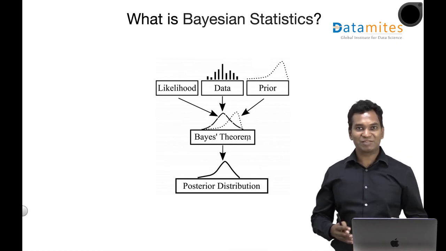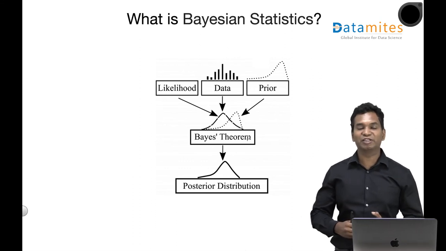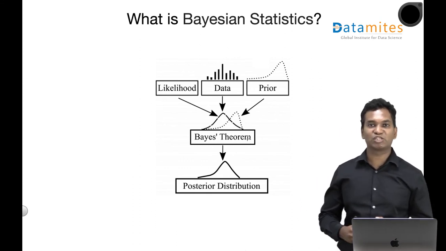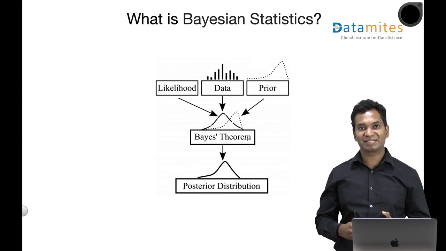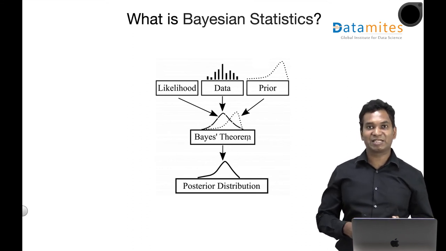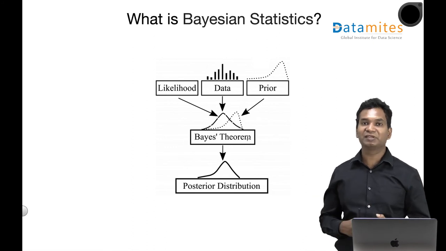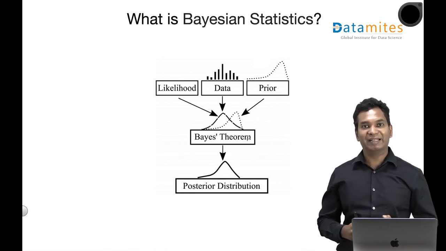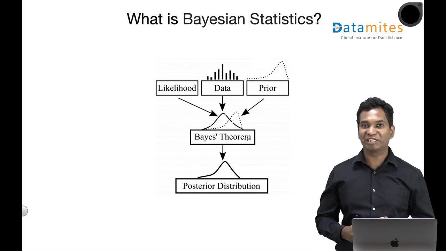All right, so that explains what Bayesian statistics is, and it's heavily used. In fact, it has its own advantages when compared to frequentist statistics. The difference between frequentist statistics and Bayesian statistics is an entirely different topic. I will leave certain links in the video. You can check it out by yourself.